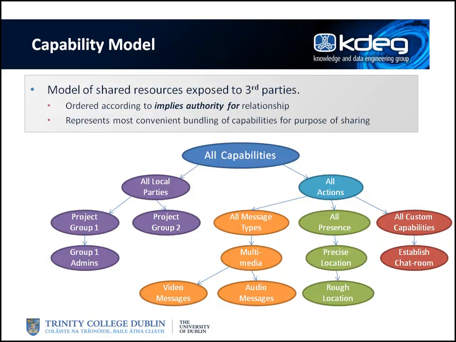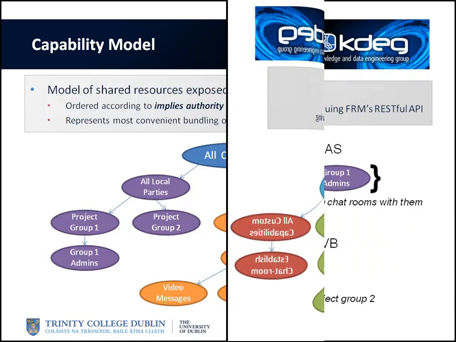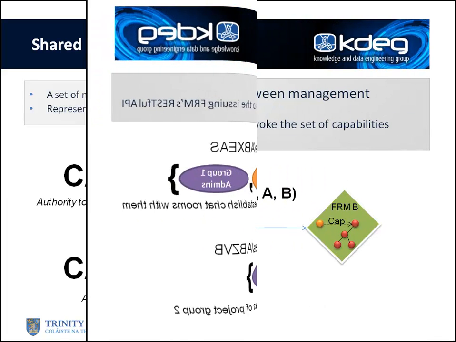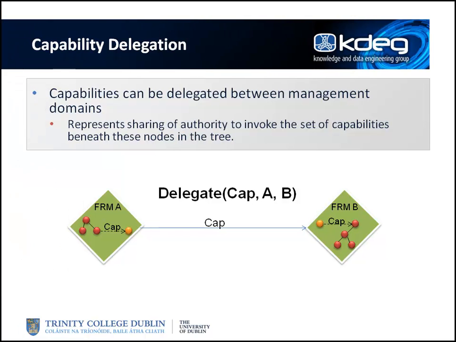These are ordered semantic models of an organization's managed resources. Each node in the capability model is identified by a URI, which resolves to a call to the FRM's RESTful API. The capabilities that are shared between FRM domains are cryptographically signed secure references to nodes on the capability model. This approach allows several desirable features.